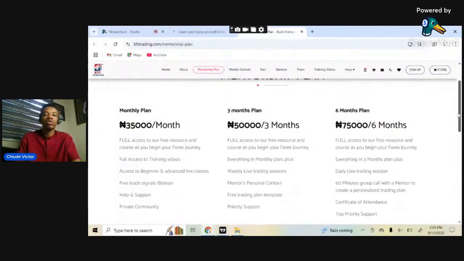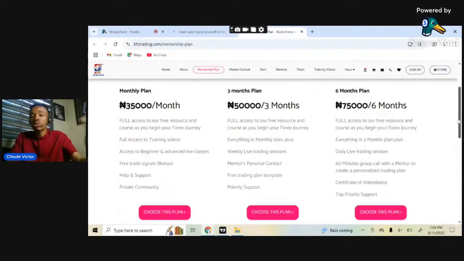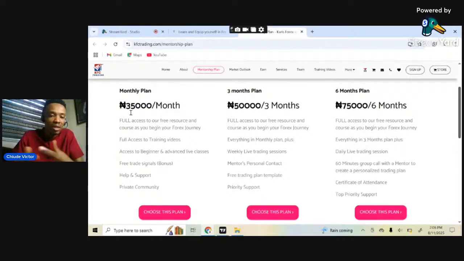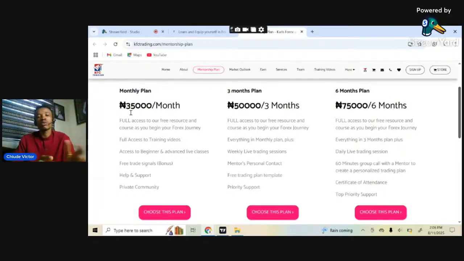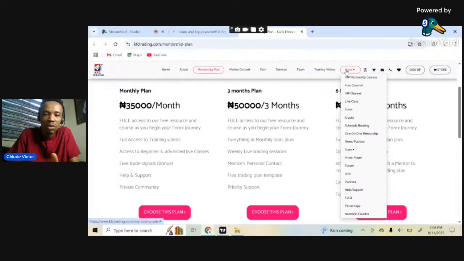Okay, so it depends on which plan. But let me let you know what these plans do. You can see here, each of these plans has its features. This one says full access to our free resources and courses as you begin your forex journey, full access to trading videos, access to beginner and advanced live classes, free trade signals as bonus. It says help, support, and then private community. Of course, you get into the private community. And this also gives you lifetime access to all of the courses for 1 month. But doing the courses in 1 month may not be that feasible.